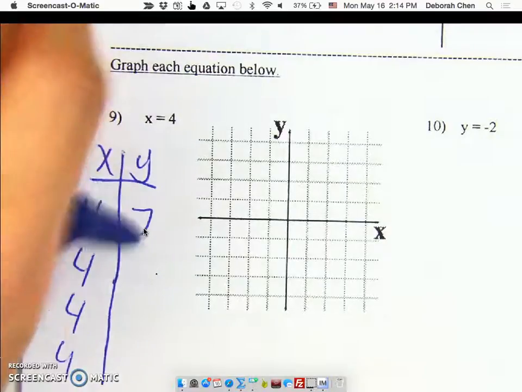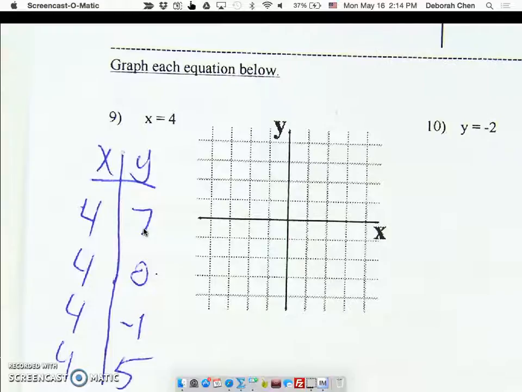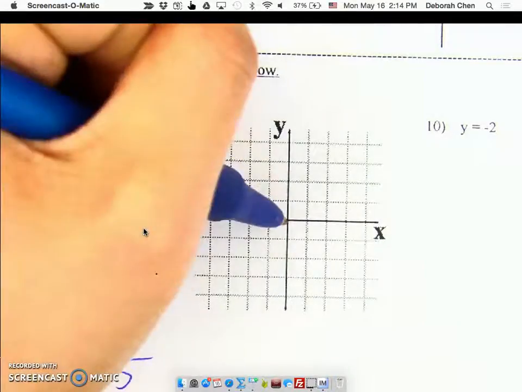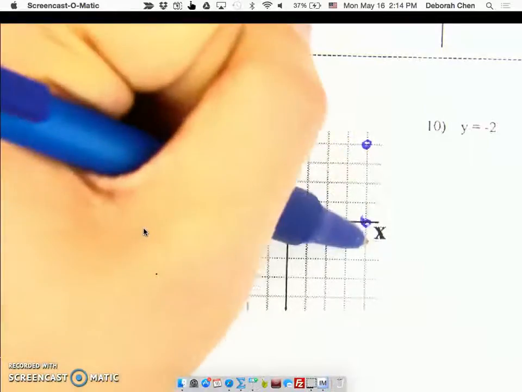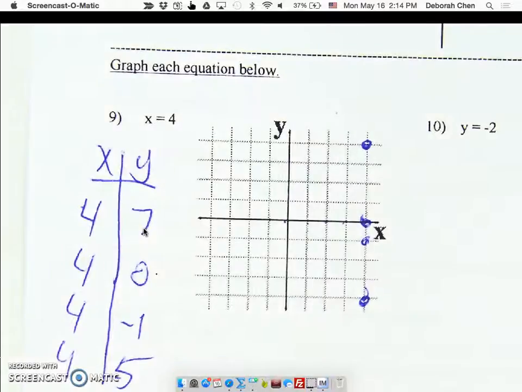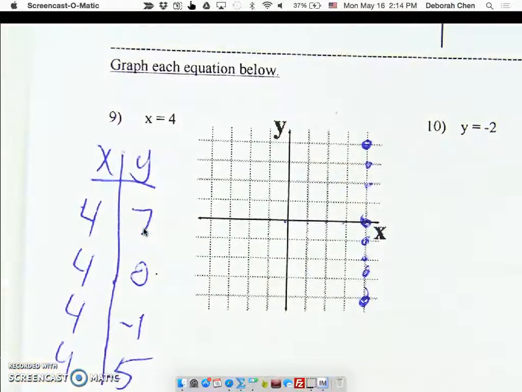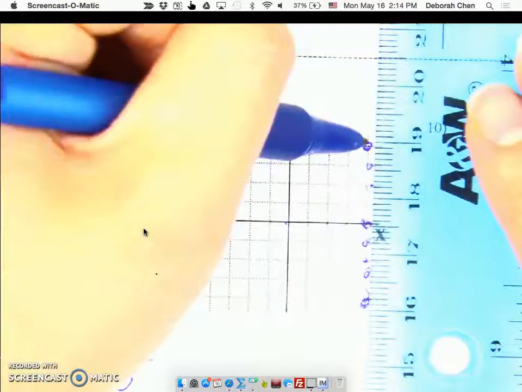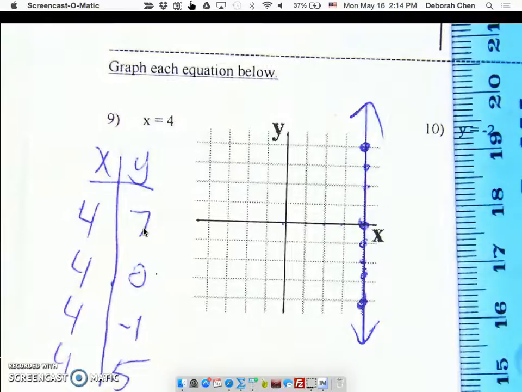Okay? Plot those points. Over 4, up to 7. Over 4, 0. Over 4, negative 1. Over 4, negative 5. I could pick all of them, whatever all the y values. Notice, what kind of line is it? Vertical, because x is 4, so that line is going through x equals 4.